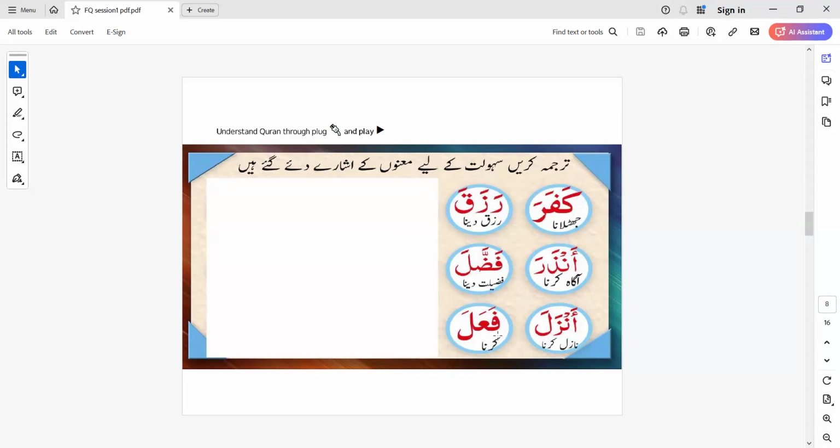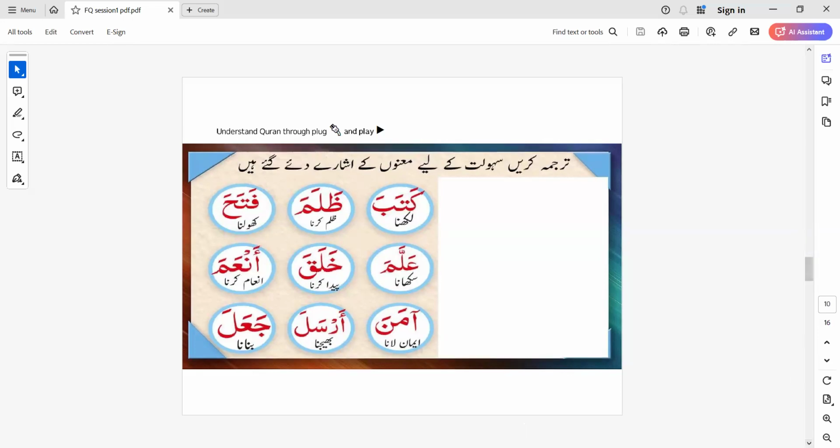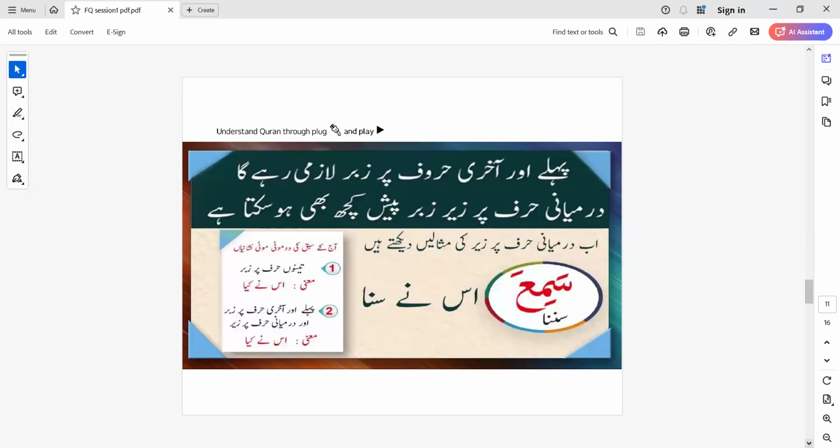Fa'ala, he did. This one as well: kataba, he wrote. Zalama, he oppressed. Fataha, he opened. Allama, he taught. Khalaqa, he created. An'ama, what does an'ama mean? Giving reward. He gave reward. Amana, he believed. Arsala, he sent. Ja'ala, he made. Some of them are there and some of them you can find out from Google Translate.